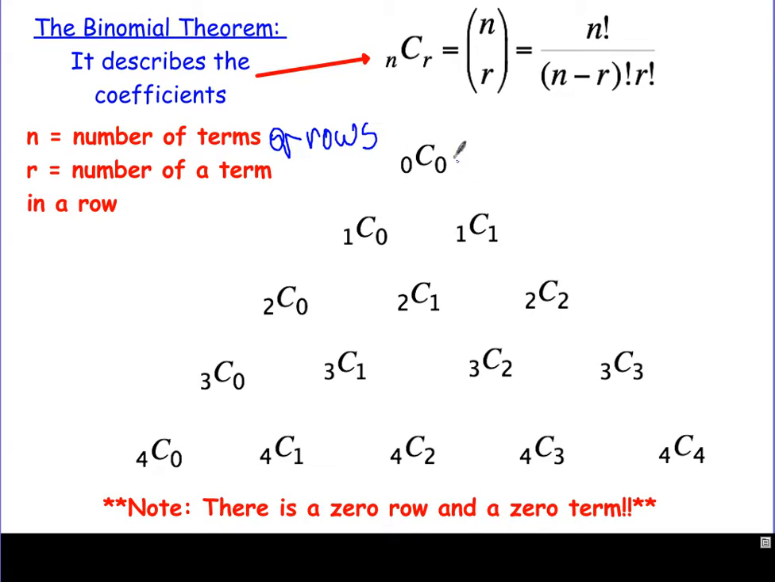So we have the 0 row, first row, second row, third row, and so forth. Then we have a 0 term. So the 0 row has the 0 term. The next has a 0 term and a first term. The second row has 0 term, first term, second term. The third has 0 term, first term, second term, third term, and so on and so forth. So this is the formula you use to figure out the coefficients when you are multiplying binomials.